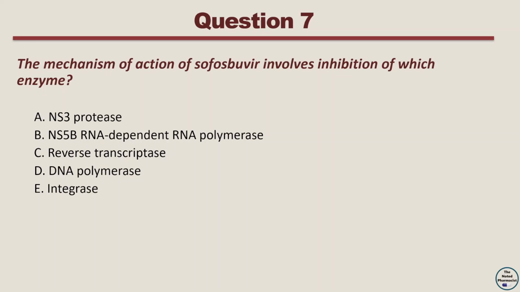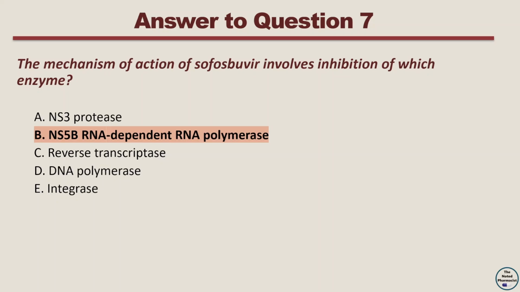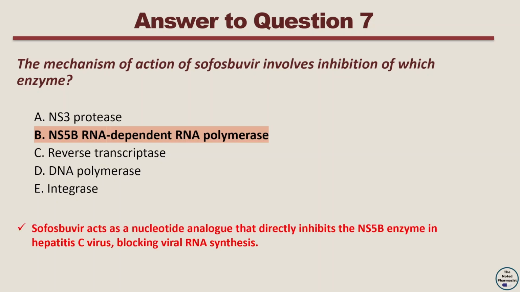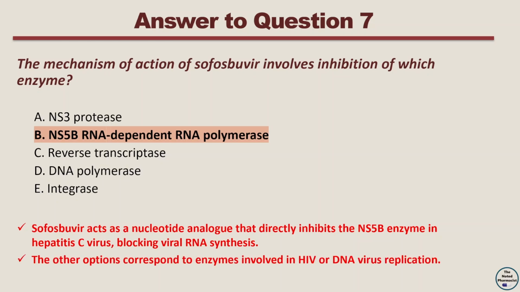The correct answer is option B, NS5B RNA-dependent RNA polymerase. This is because sofosbuvir acts as a nucleotide analog that directly inhibits the NS5B enzyme in hepatitis C virus, blocking viral RNA synthesis. The other options correspond to enzymes involved in HIV or DNA virus replication.